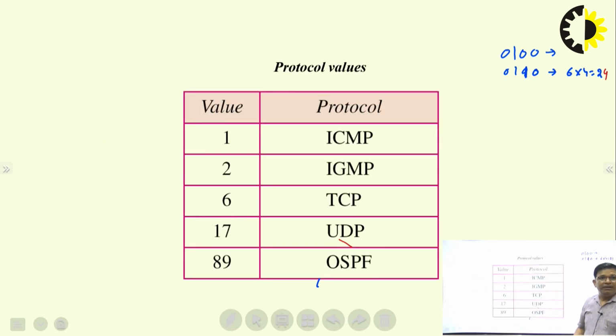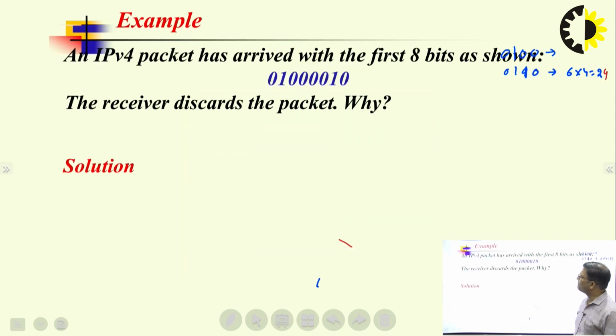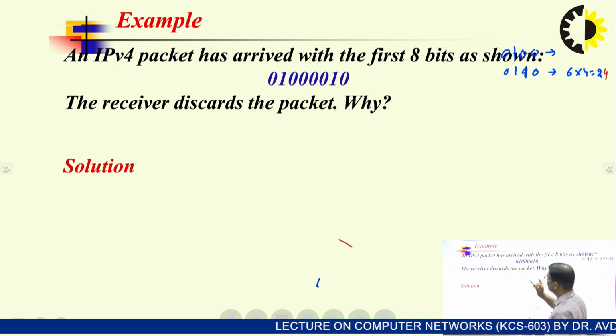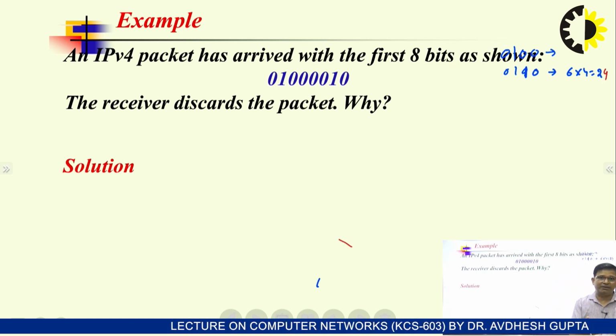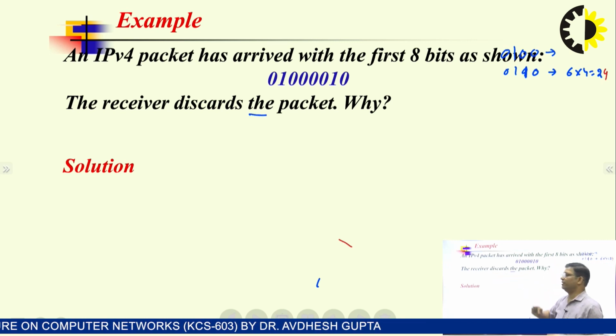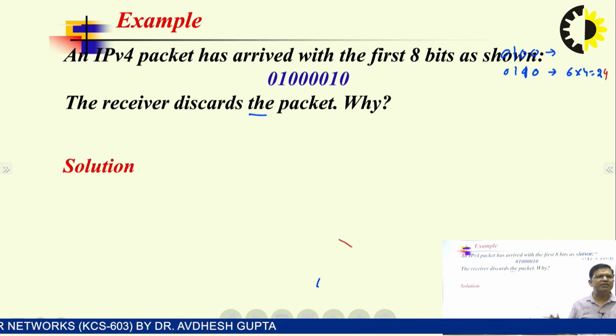So these are the values we have already discussed: one for ICMP, IGMP, TCP, UDP and OSPF at different values. Now come a few examples. An IPv4 packet has arrived with the first 8 bits as this. If it is in binary, then it is good. If it is in hex, then we keep it in a different format. We will discuss this later. So the receiver discards the packet. The receiver is not accepting this type of packet. Why? What is the reason behind it?